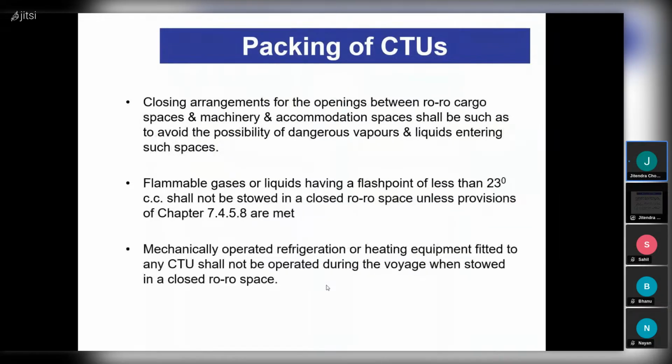The closing arrangements of openings between ro-ro cargo spaces and machinery spaces shall be such as to avoid the possibility of dangerous vapors.